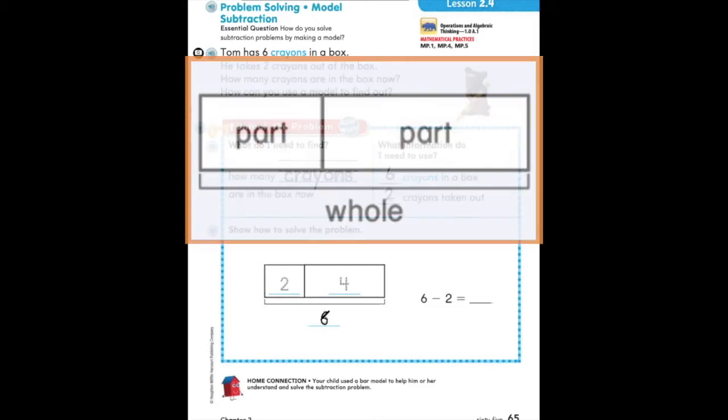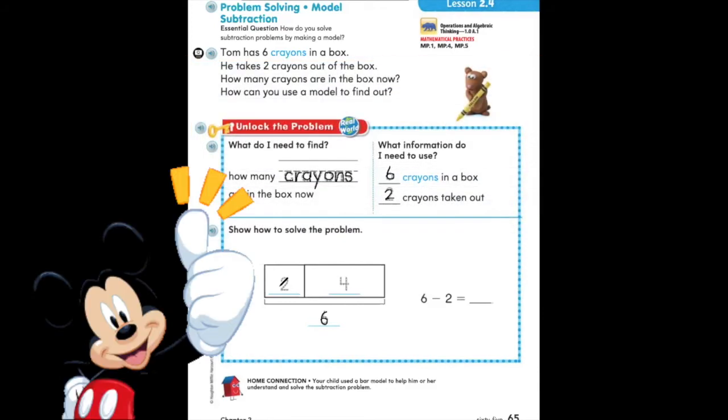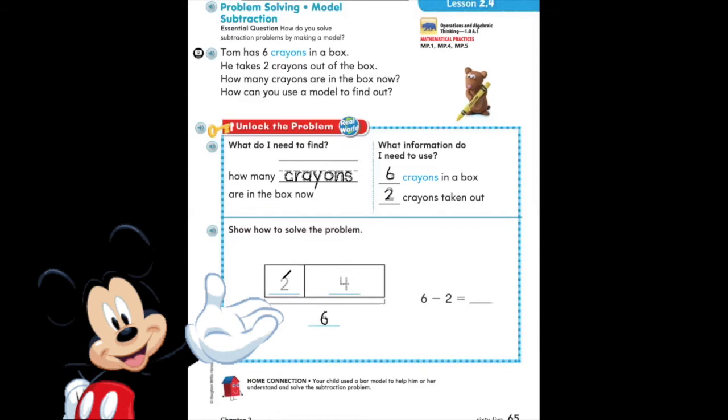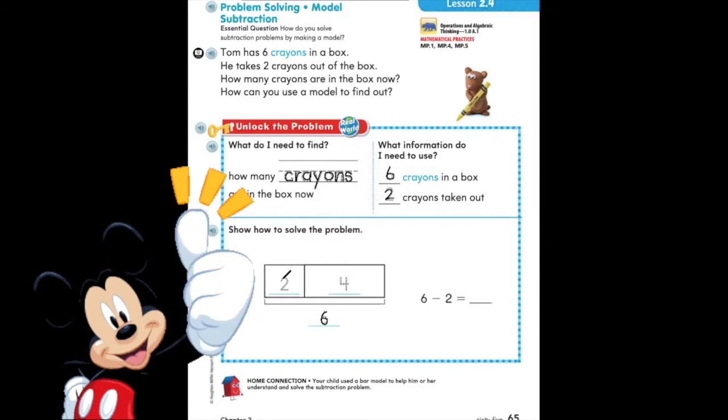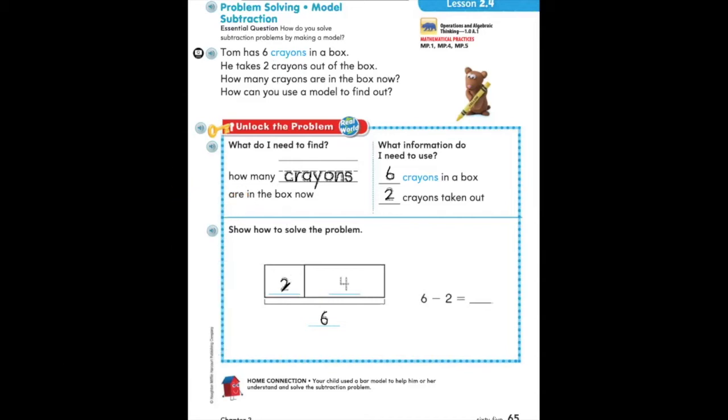What about 2? Is 2 the whole or a part? What do you think? If you said 2 is a part, you're right. 2 is a part because it is the number of crayons that is taken out of the box. Let's trace 2.